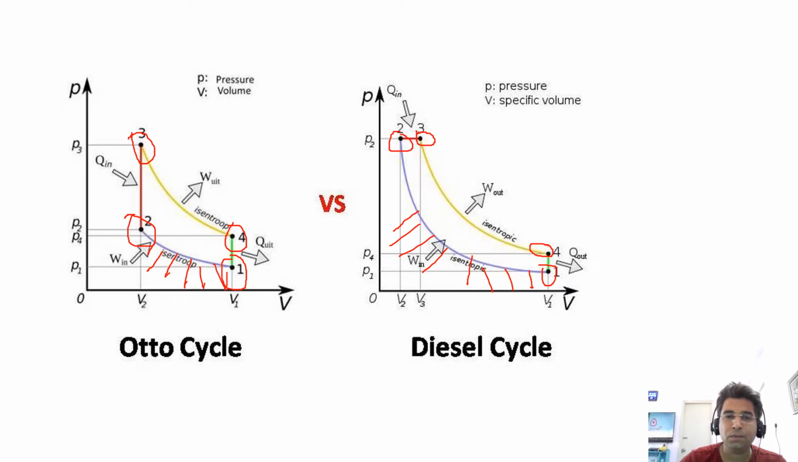So what we can observe is that a very high compression ratio is required in case of the diesel cycle, and in case of the Otto cycle, we do not require a very high compression ratio. Now we also observe the work output during the diesel cycle from pressure P3 to P4, as we can see here, both pressures P2 and P3 are the same.